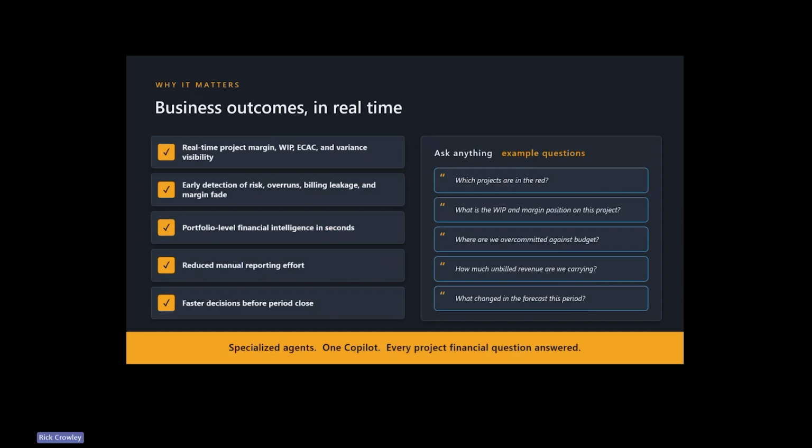And this is where it gets real. These are the kind of questions people actually ask. Which projects are in the red? What's my WIP and margin position? Where am I overcommitted? How much unbilled revenue am I carrying? What changed in the forecast? Rather than just tell you it works, let me show you. Let me jump into the system and ask it live.